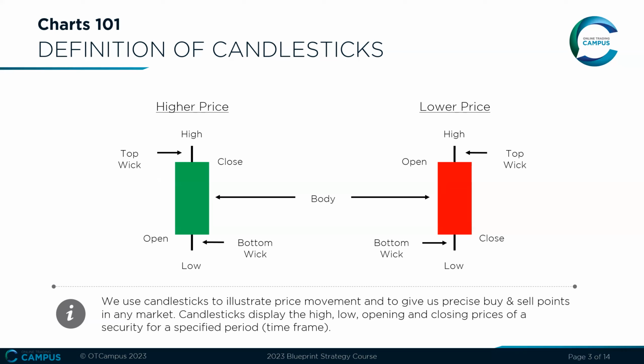Now you also have these little wicks on the top side and the bottom side. And these wicks, they show us the entire trading range during that specific time frame. So let's assume that these are 60-minute candles. So the wicks, they would show us where price traveled to outside of the open and close of the candles within that time period.